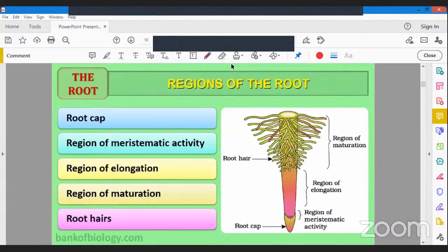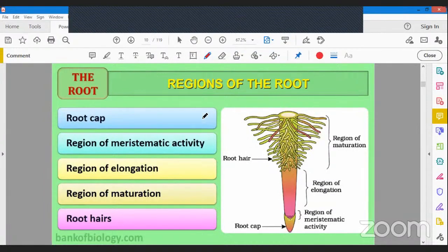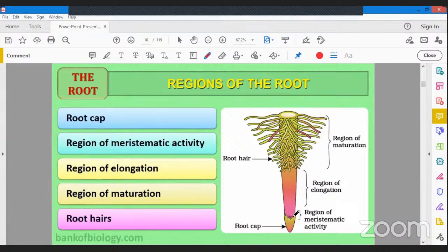So which are the different regions of the root, students? We'll see here, from the bottom we'll go. Root cap, then region of meristematic activity, region of elongation, then the last one, region of maturation. In the region of maturation, you'll have root hairs. So take it down.